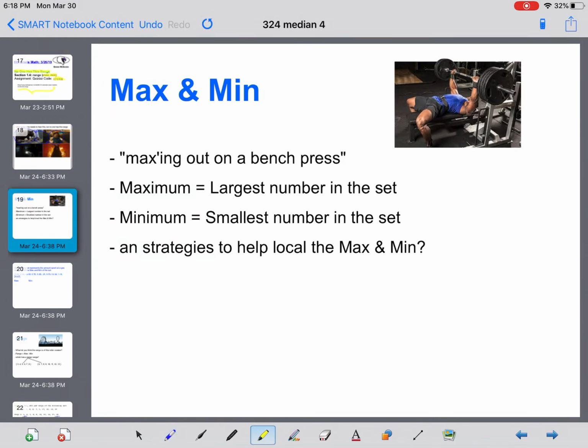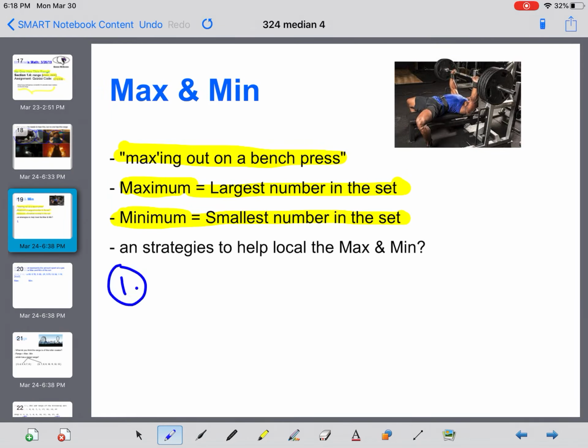So before we talk about range, I want us to look at what a max and min is. So max is short for maximum, and that's the largest number in the set. Pretty straightforward. Minimum then is just the smallest number in the set. A good way to think about this is maxing out on the bench press. Really what you're doing is you're putting the most weight possible that you could bench.